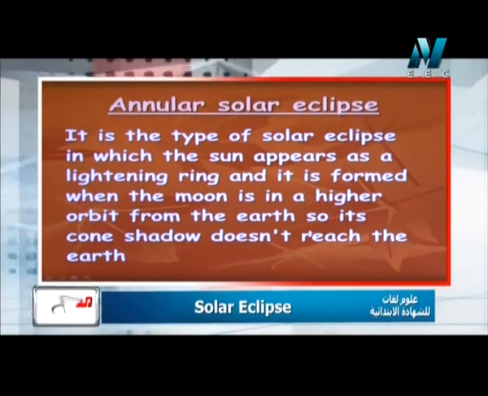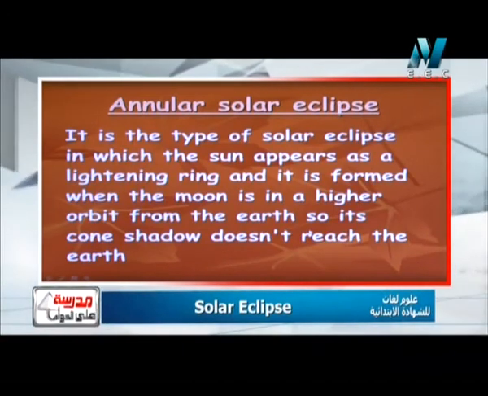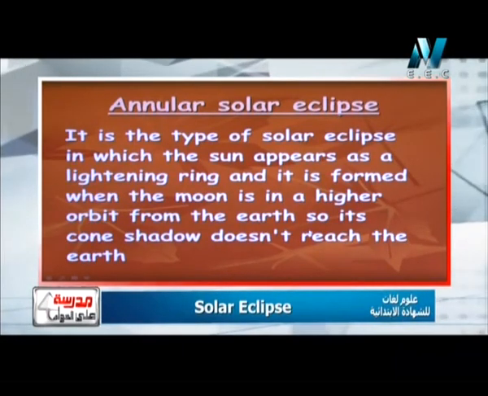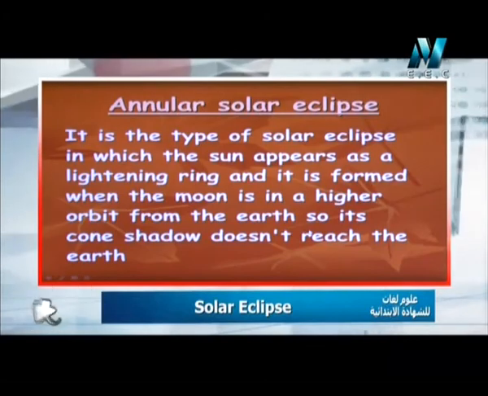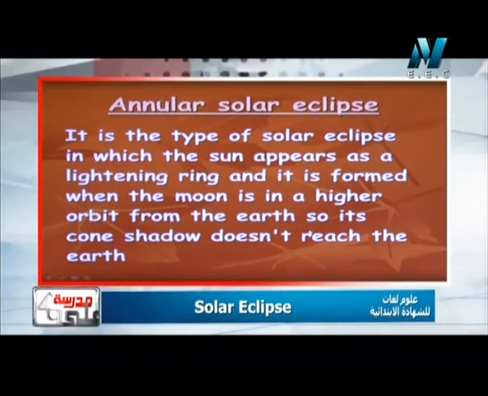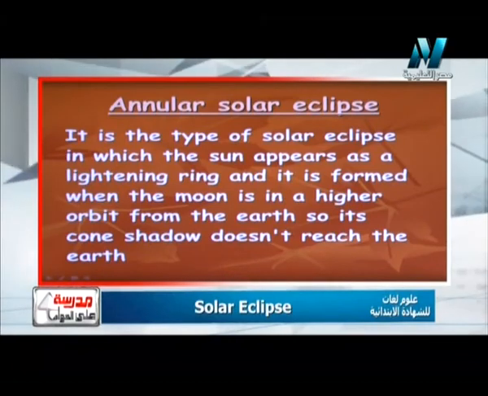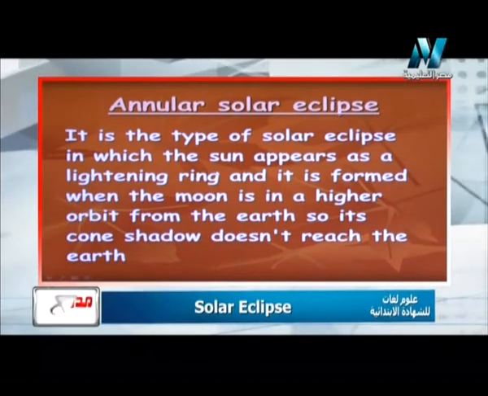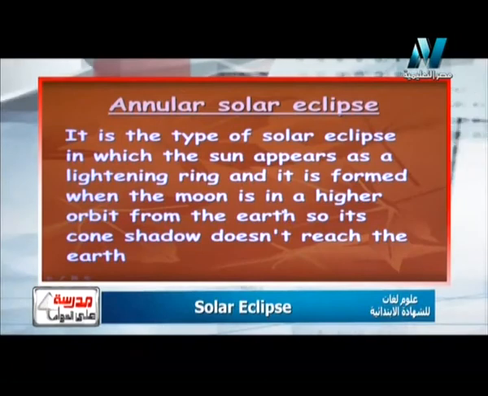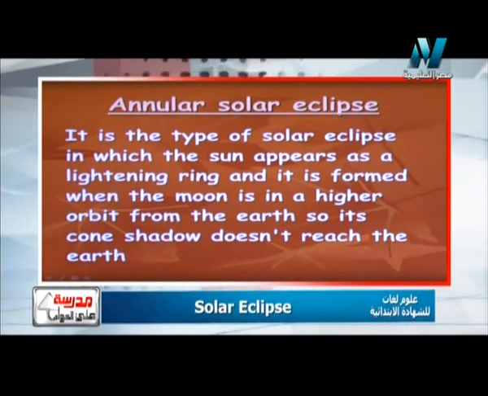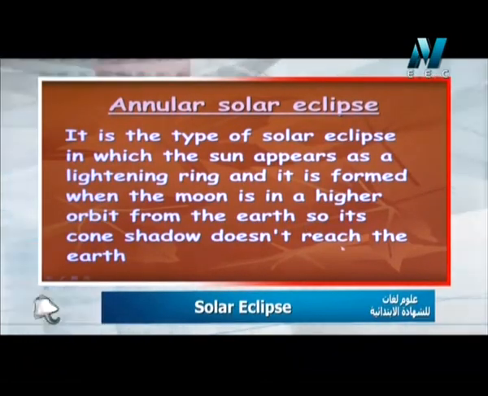It's a type of solar eclipse in which the sun appears as a lighting ring and is formed when the moon is in a higher orbit from the earth, sorry. So its cone shadow doesn't reach the earth and it occurs, maybe I can add here, it occurs in the area of antumbra.